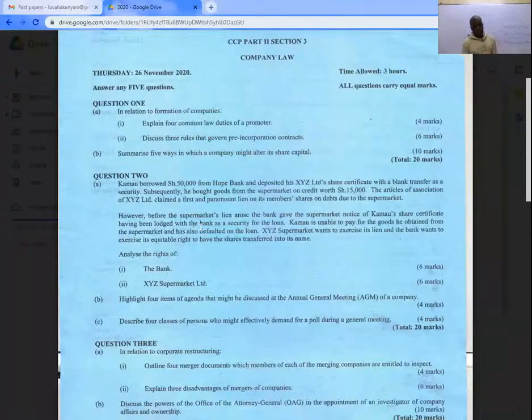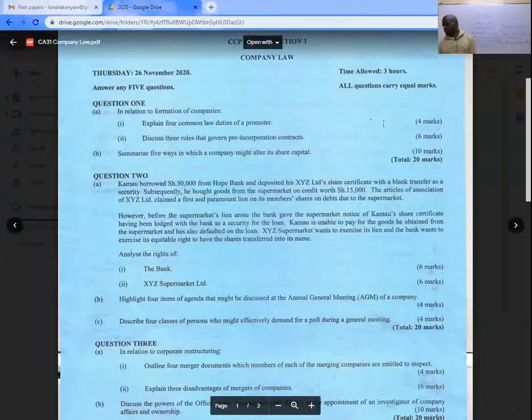the company can exercise the right of lien over Kamau's shares. So that's how you can answer that particular question.